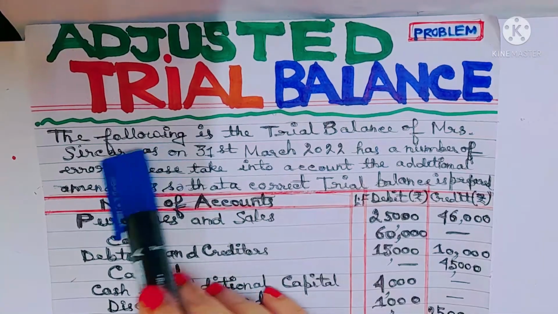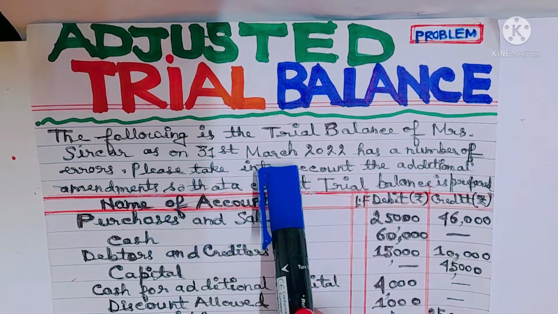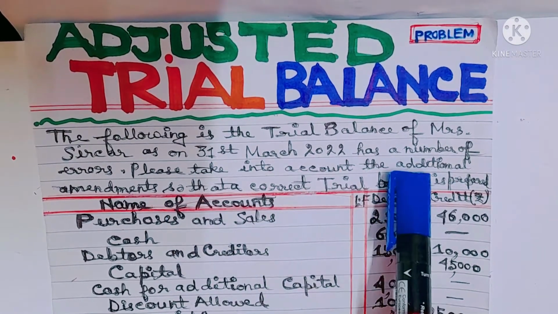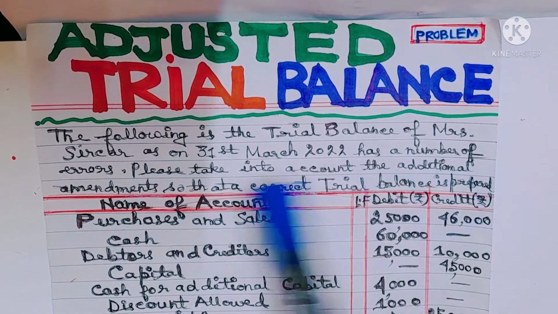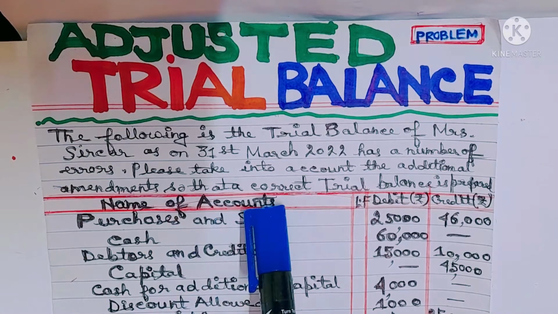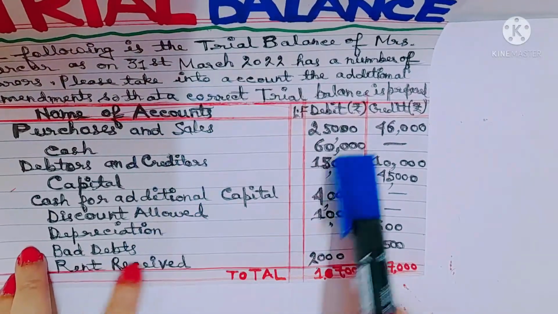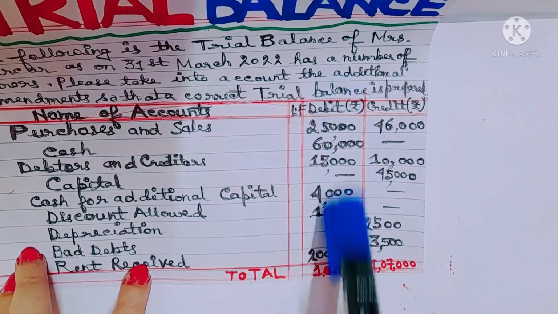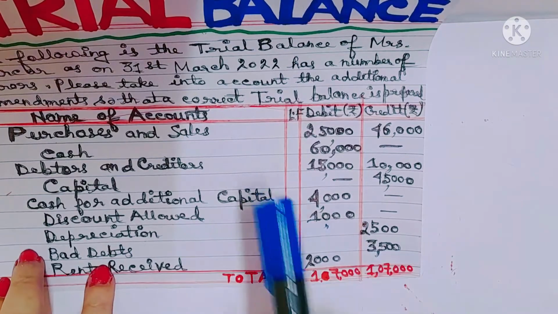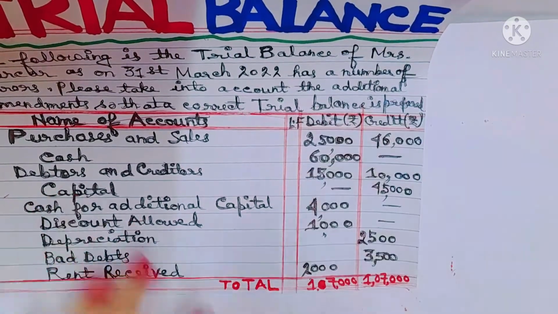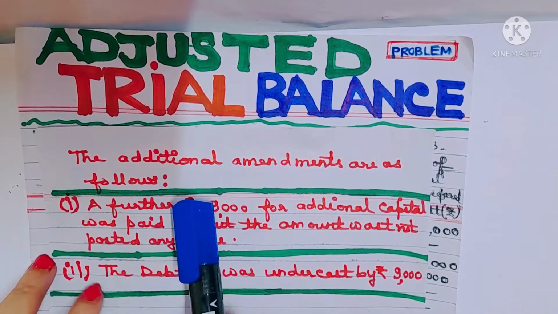Adjusted trial balance. The following is the trial balance of Mrs. Sarkar as on 31st March 2022, which has a number of errors. Please take into account the additional amendments so that a correct trial balance is prepared. The names of accounts are given here, the debit amounts are given here, the credit amounts are given here. This is the total. And what are the adjustments? The additional amendments, meaning adjustments, are as follows.